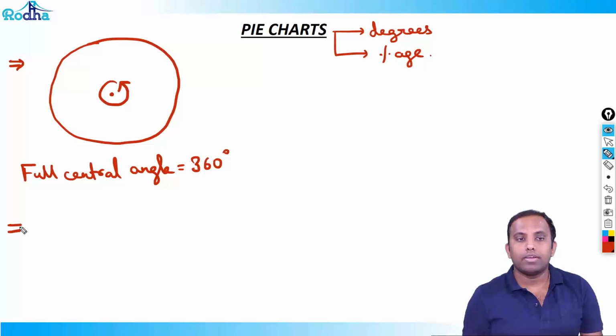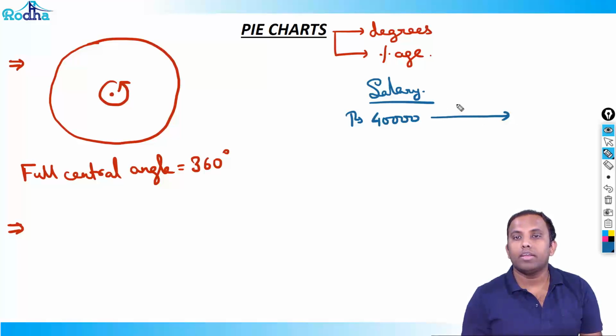Now let's say here I'll write salary of a person. Let me write here, salary of a person is rupees 40,000. Okay. So salary is rupees 40,000. Out of that, he saves, right? His savings is rupees 10,000. Savings is rupees 10,000, right?